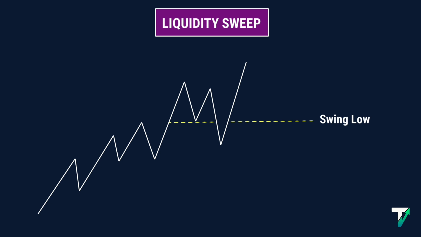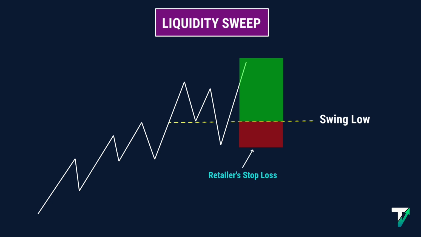When retail traders go long near a swing low, their stop losses usually sit just below that level. That cluster of stops? That's pure liquidity. So what does the market do? It dips just enough to break that swing low, triggering stop losses and inviting fresh shorts who think a downtrend is starting. But in reality, the big players want that liquidity. It gives them the fuel to load up on long positions. Once they've got what they need, price snaps back up, leaving retail traders caught on the wrong side.